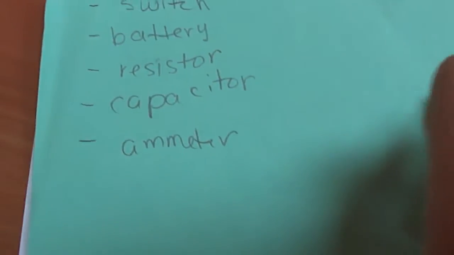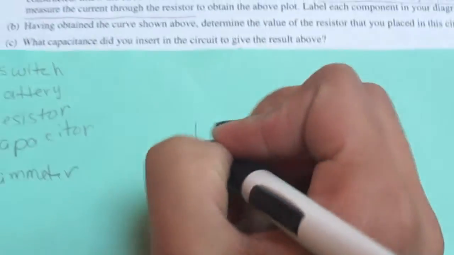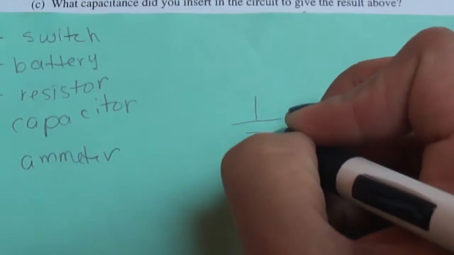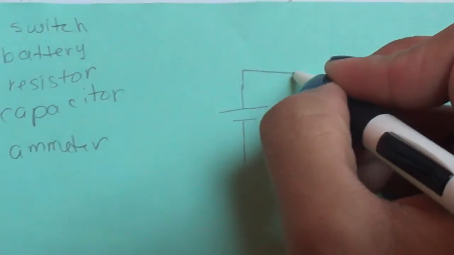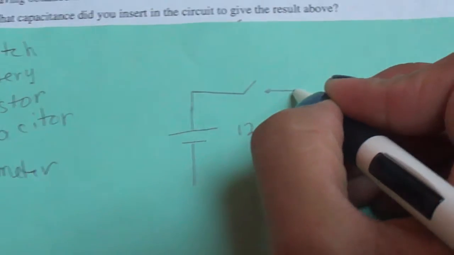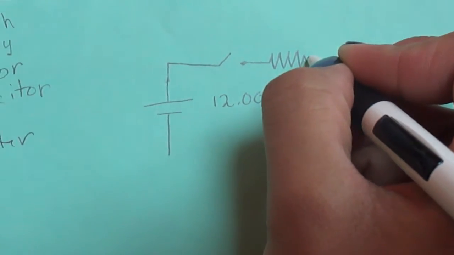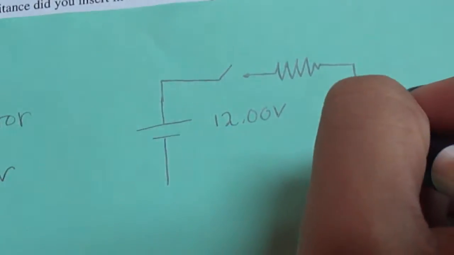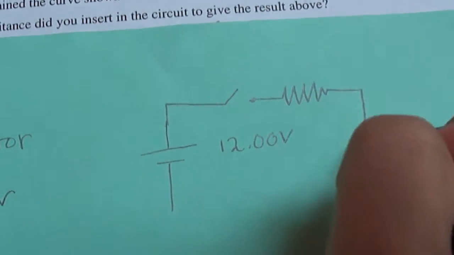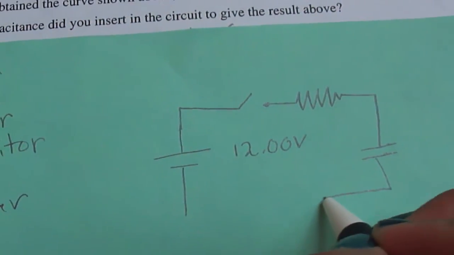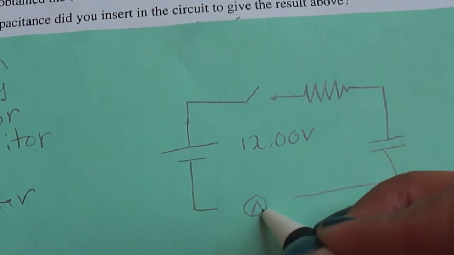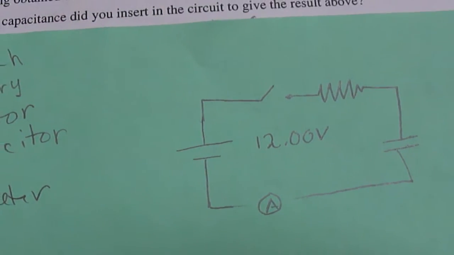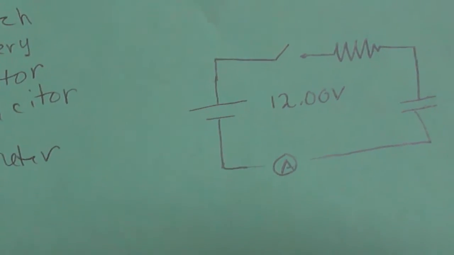Alright, so let's build our circuit now. Here's the battery, 12.00 volts. We'll put our switch here. We need one resistor. This is the capacitor. Resistor, capacitor, and then we need our ammeter. And the one thing you need to remember is it always has to be in line with that. And then I believe that's all there is to part A.